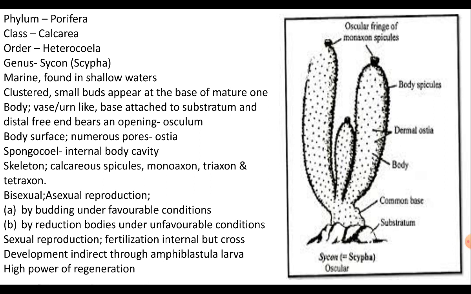It reproduces both sexually as well as asexually. Asexually, it reproduces by means of budding and forming gemmules during unfavorable conditions. Sexual reproduction takes place by means of producing gametes. Fertilization takes place internally, and development is indirect, where it passes through the amphiblastula larva. Scypha shows high power of regeneration.